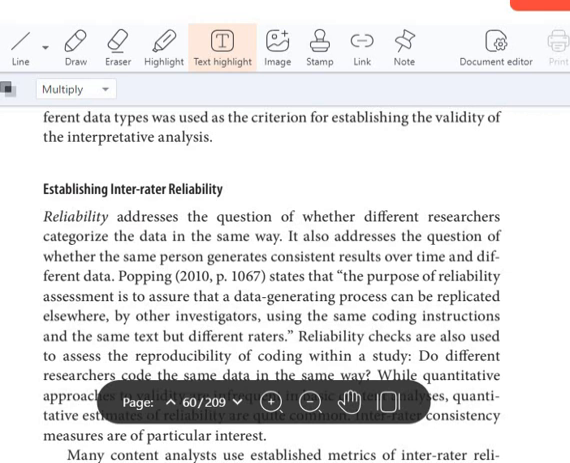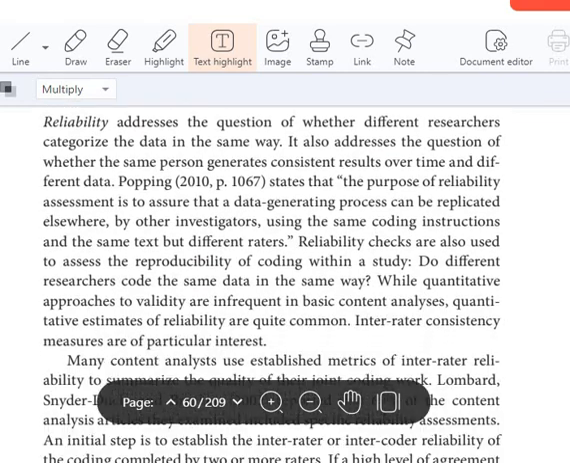What do you think is the purpose of reliability assessment? The purpose is to assure that a data generating process can be replicated by other investigators using the same coding. If you use the same coding, you should end up with the same results. Okay? This is called inter-rater reliability between the investigators. Reliability checks are also used to assess the reproducibility of coding within a study.